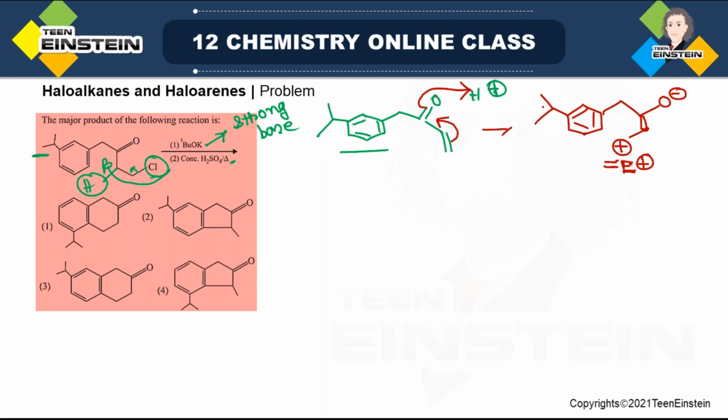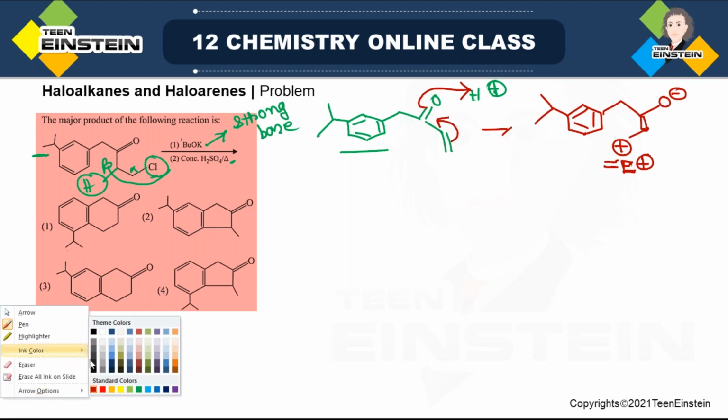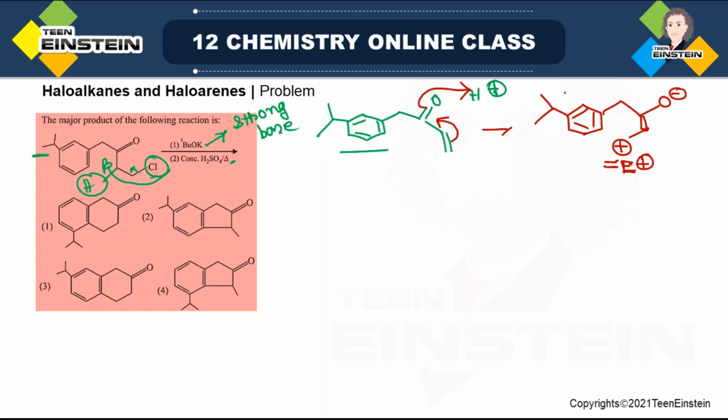Okay, and any alkyl group, they are always ortho-para orienting. So that is the reason why ortho-para orienting, that I will show here. So with respect to isopropyl, this is ortho position, this is ortho position, this is para position. But if it is attacking through ortho position, there will be steric hindrance, so it will always prefer the para position. So attack will be through para.